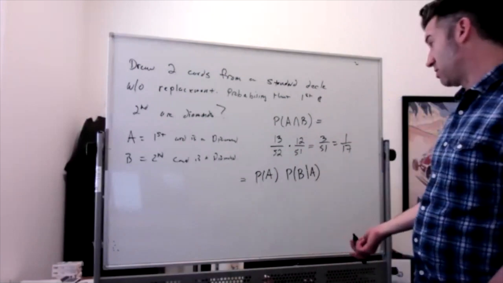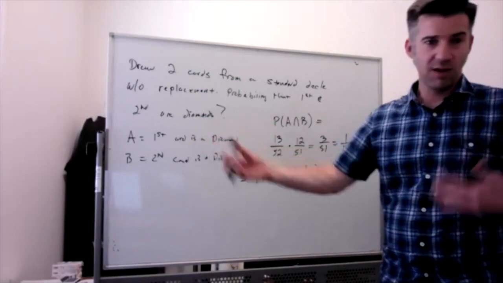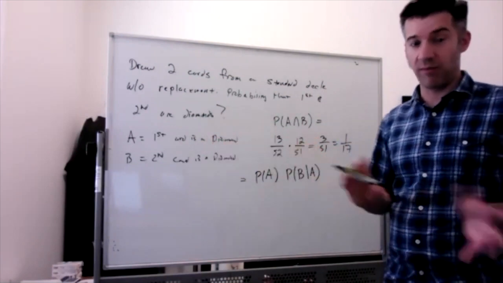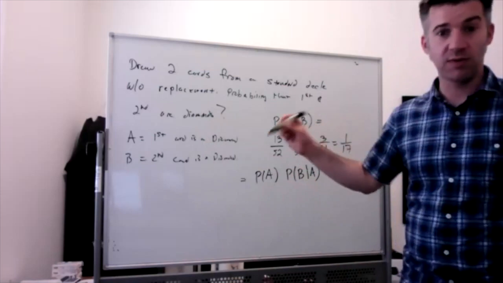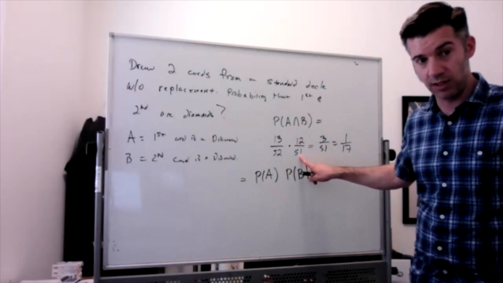So that's what we're doing there. If you just asked what the probability is that the second card is a diamond, and you didn't know anything about the first card, it actually wouldn't be 12 out of 51. It'd be a different probability. But since we know the first card was a diamond, this second probability, this conditional probability, is 12 out of 51.